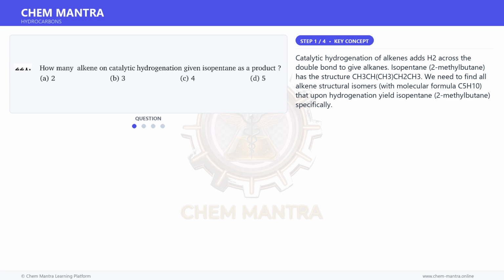Isopentane, 2-methylbutane, has the structure CH3CH(CH3)CH2CH3. We need to find all alkene structural isomers with molecular formula C5H10 that upon hydrogenation yield isopentane, 2-methylbutane, specifically.